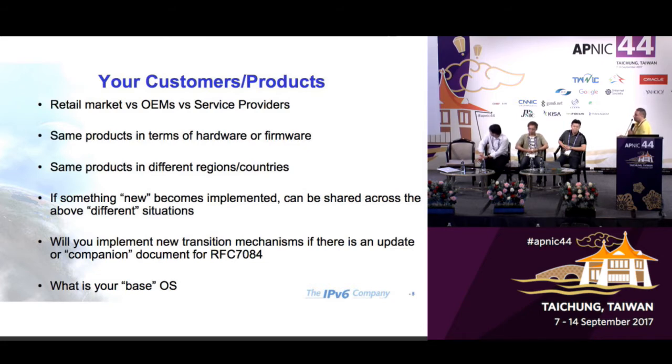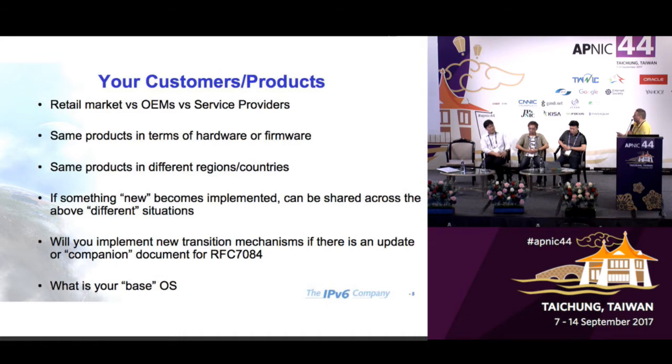When something new becomes implemented, it's typically shared across different markets. For example, if an OEM asks for something, you typically also implement that for the retail, or it's a totally different firmware trunk, let's say, okay? And then if there is a new document coming from IETF, either updating RFC 7084 or a companion document for transitions, as it seems the v6ops working group is looking for finally, are you willing to implement that?